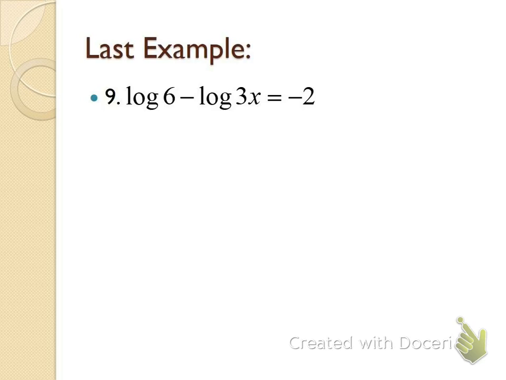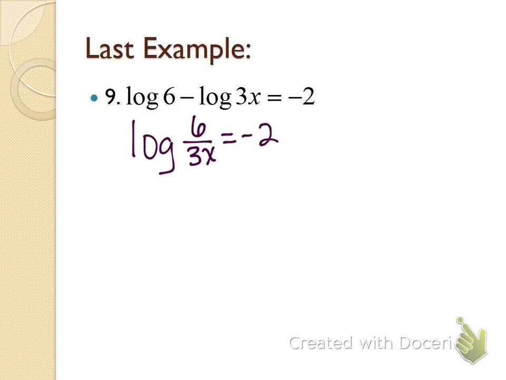In my opinion, this one isn't all that hard compared to the ones we were just doing. We don't even have an exponent we have to deal with. So we've got log 6 minus log 3x equals -2. All right. So to condense it, what are we going to do? Use division. So we would have log of 6 divided by 3x is equal to -2.